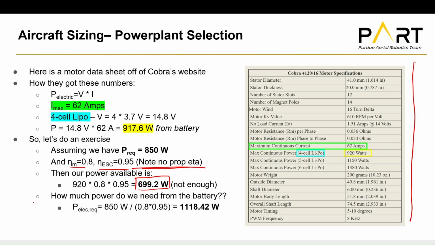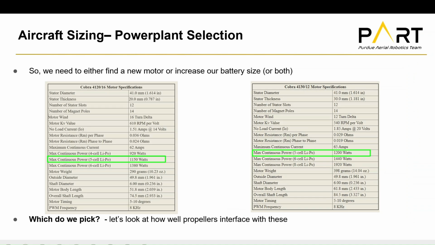So how much power do we actually need from the battery in order to be hitting that kind of wattage going into our motor? Well, we can just invert that equation and, using our required power, find out exactly our minimum amount of wattage in order to do that, right? And in this case, we get about 1120 watts, okay? So now we can make some decisions.